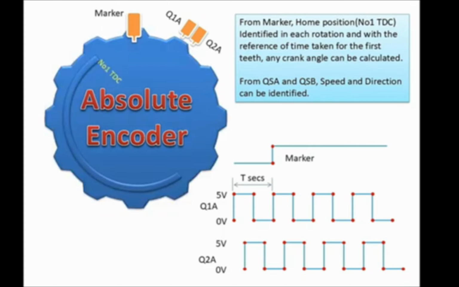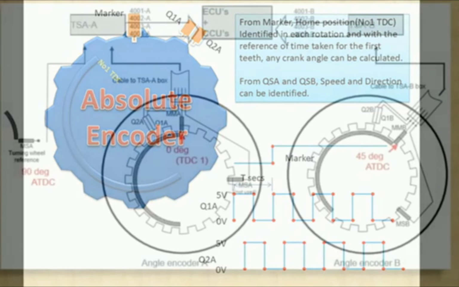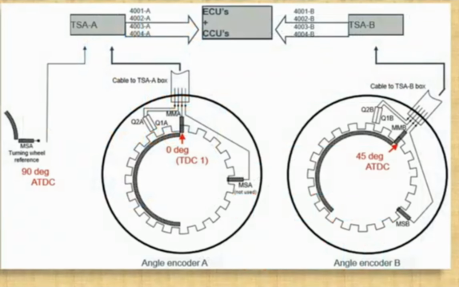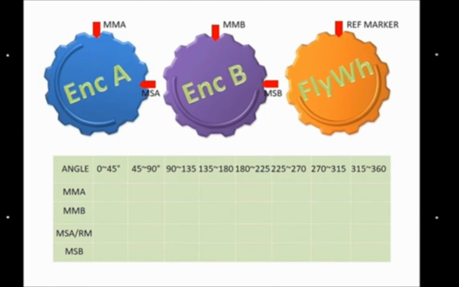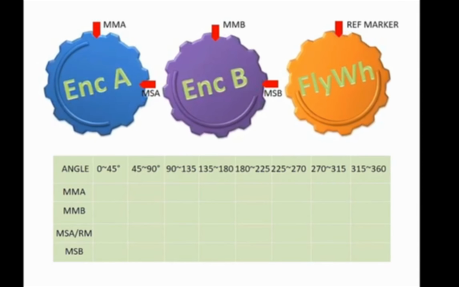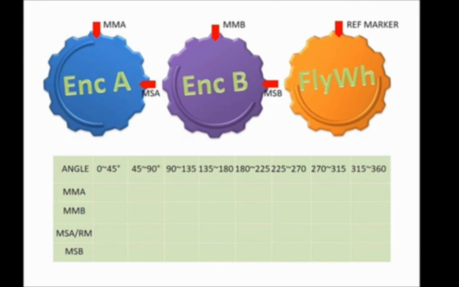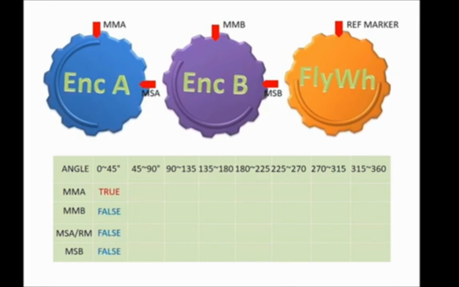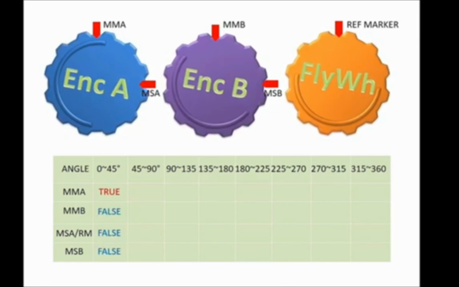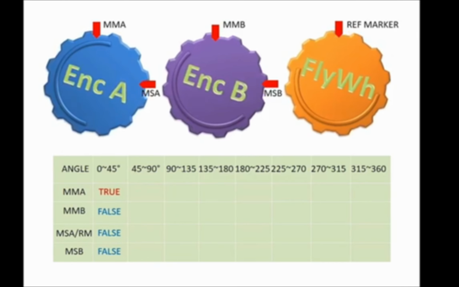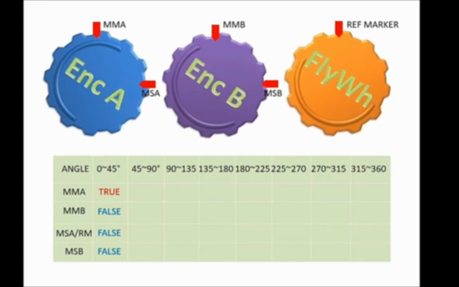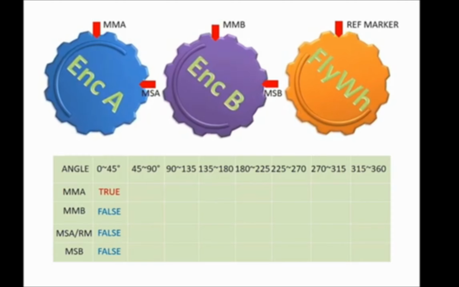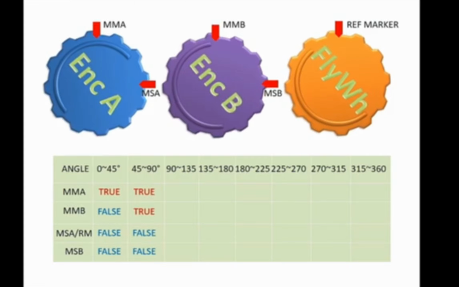Next we will discuss why the marker ring is given 180 degree and also 45 degree, 90 degree offset from number 1 TDC. The reason behind this is that when the power is switched on after a power shutdown or anything, the system should understand which angle position the engine is currently in, to achieve the starting position for the electronic system. So for achieving that we are giving this 45 degree.